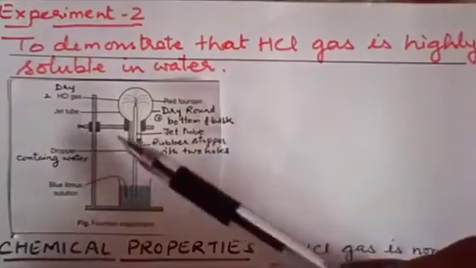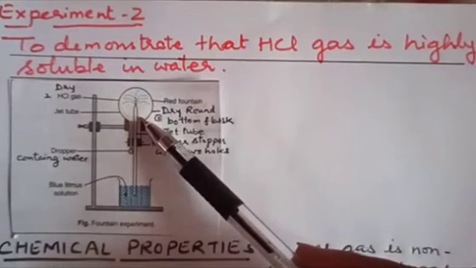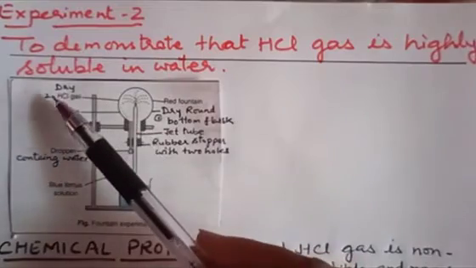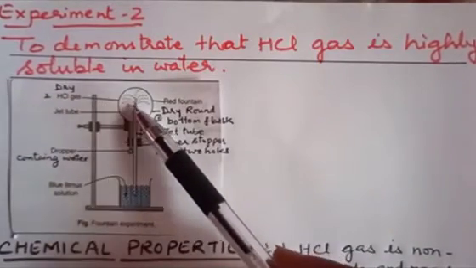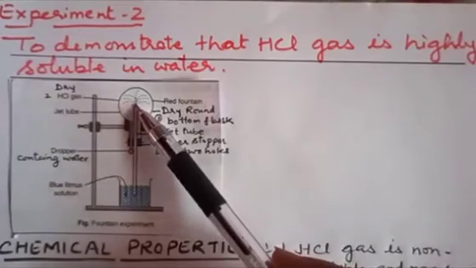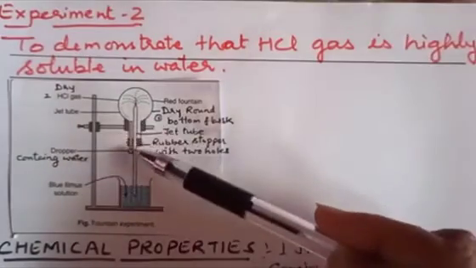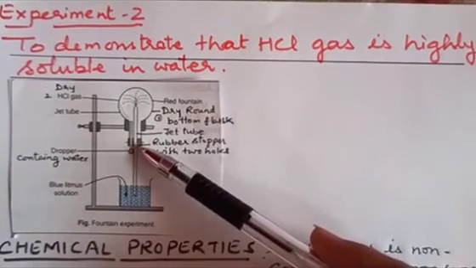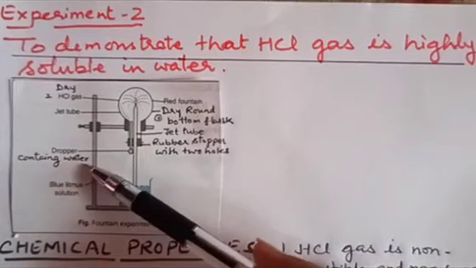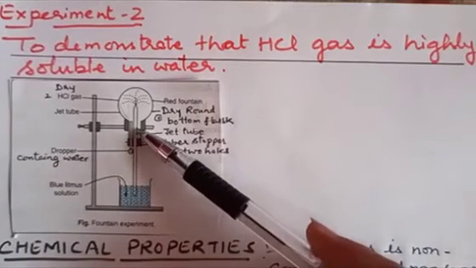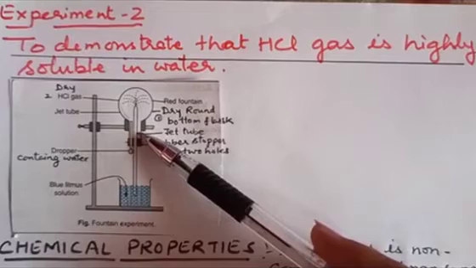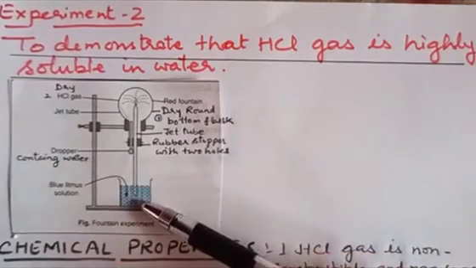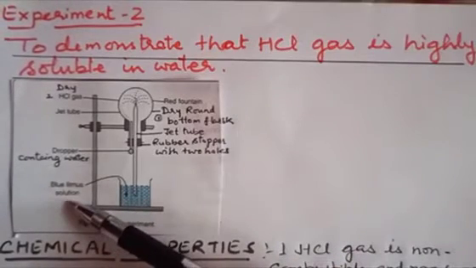Fountain experiment. We take a round bottom flask, and it is dry. Inside this round bottom flask you will take dry HCl gas. Then this flask has a rubber stopper which has 2 holes: one for this dropper which contains water, and second for this jet tube. Now the jet tube is connected to the beaker which contains blue litmus solution.